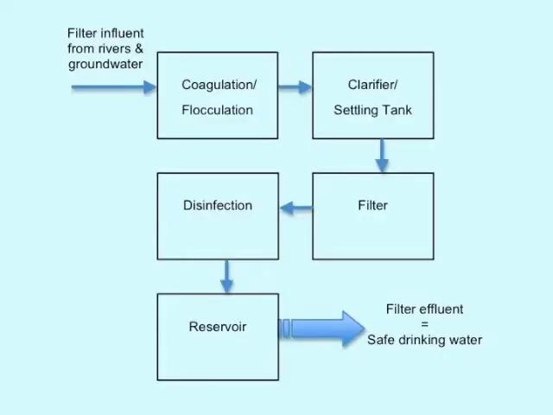Here's a diagram of a typical water treatment plant. Surface or groundwater enters the water treatment facility and gets coagulated. It moves on to the clarifier or settling tank and then enters the filter. This is the unit operation we chose. After the filter, it gets disinfected and then moved to a reservoir for distribution. The main goal is that the water treatment effluent is safe, healthy drinking water.